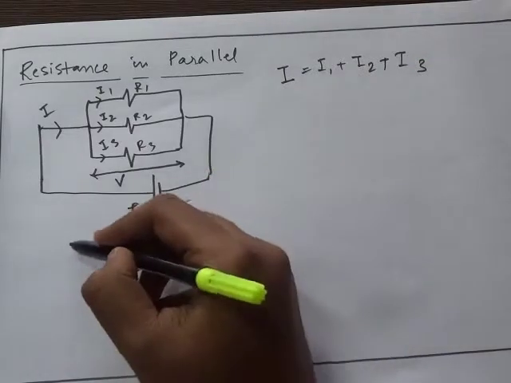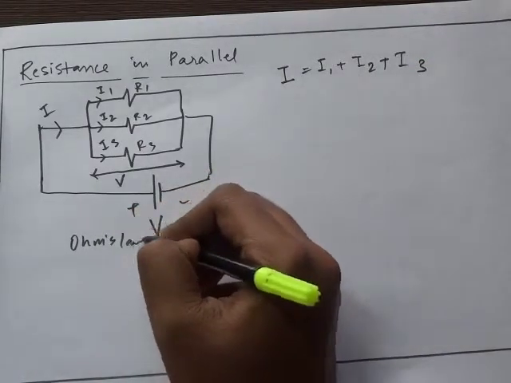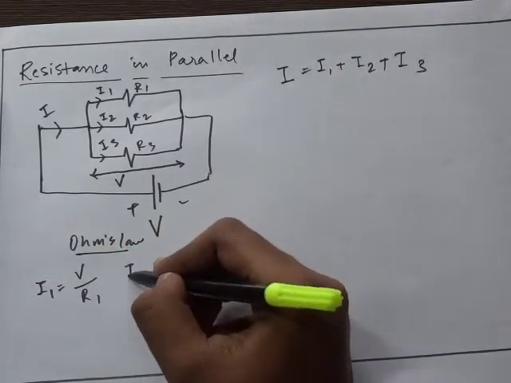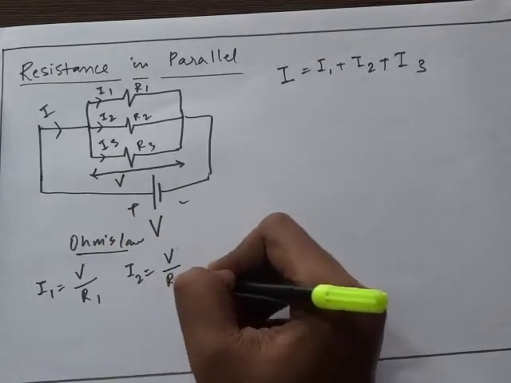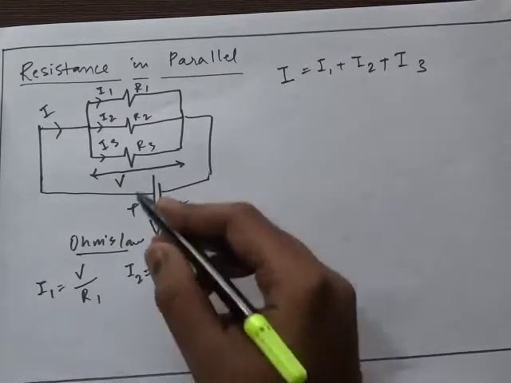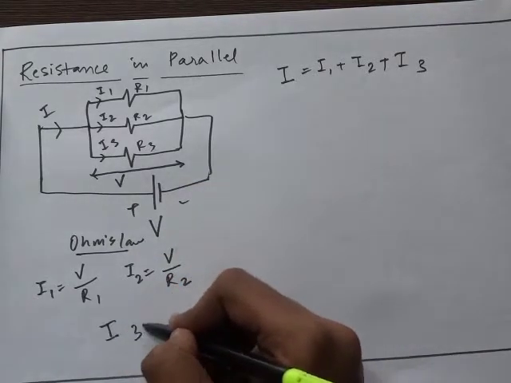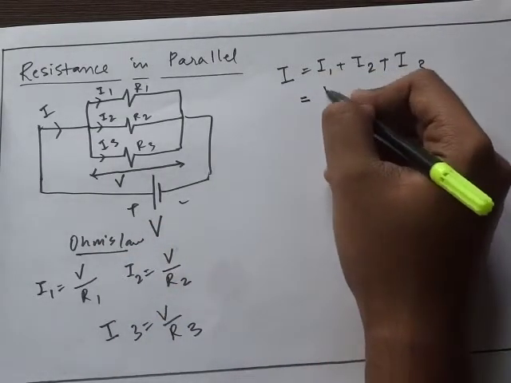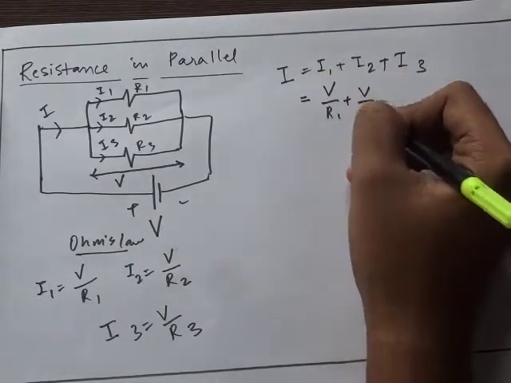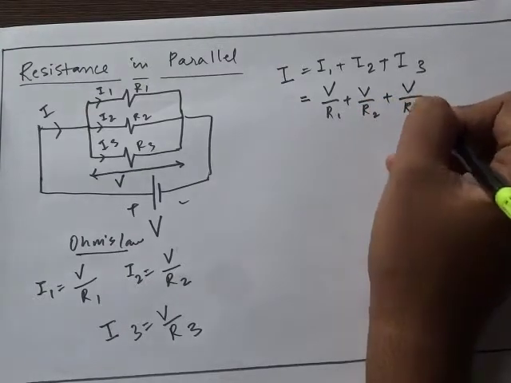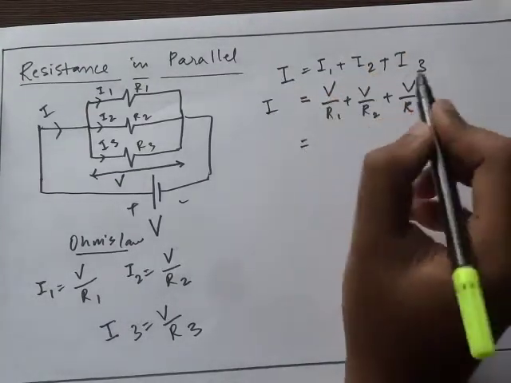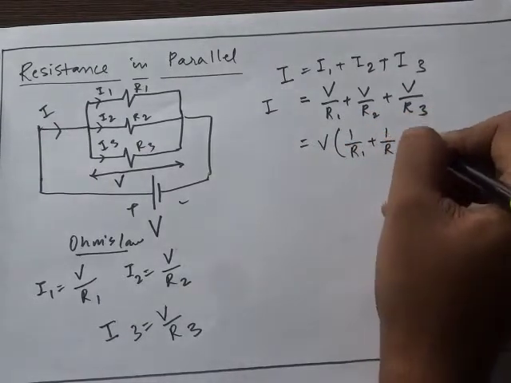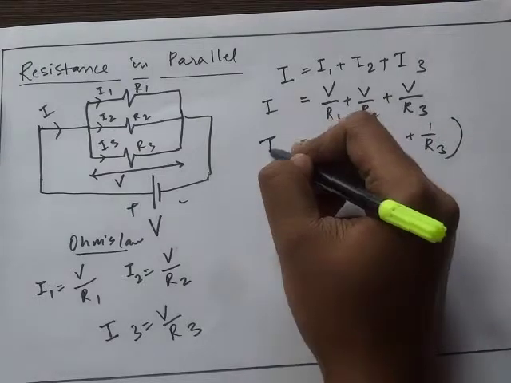And again, by Ohm's law, I have I1 is equal to V by R1. Similarly, I2 is V by R2, because V is a constant here, V is not changing. And I3 is V by R3. Substituting all these three values here, I get V by R1 plus V by R2 plus V by R3. So now taking V common, 1 by R1 plus 1 by R2 plus 1 by R3.